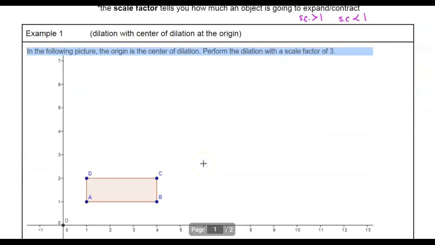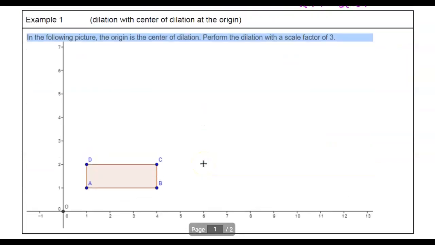In my first example, and I've got 3 different types, what I want you to do is a dilation with the center of dilation at the origin. In the following picture, the origin is the center of dilation right here. And so we want to perform the dilation with a scale factor of 3. Now, you have some choices.